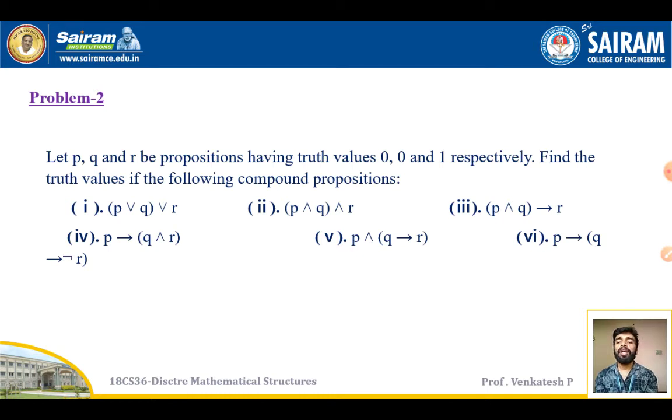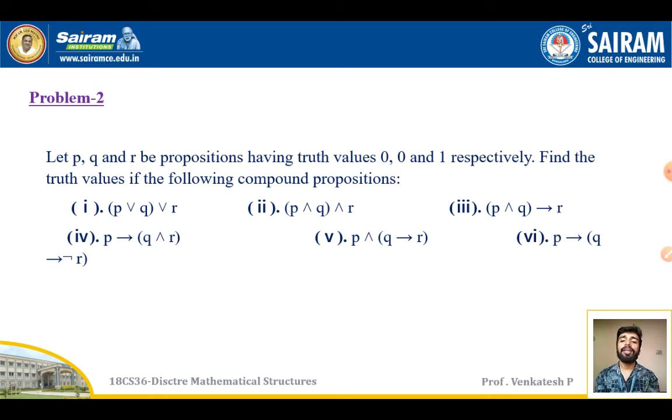Problem number 2. Let P, Q and R be propositions having the truth values 0, 0 and 1. So the truth value of P is 0, the truth value of Q is 0, and the truth value of R is 1 respectively. From these truth values, we have to find the truth values of the following compound propositions.